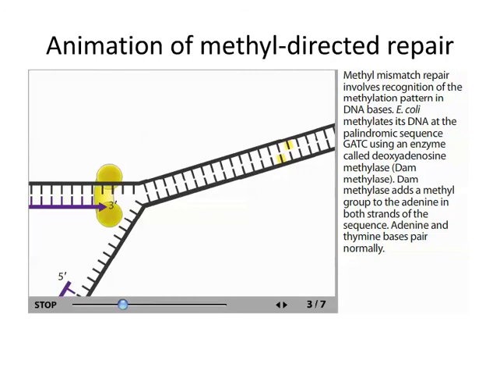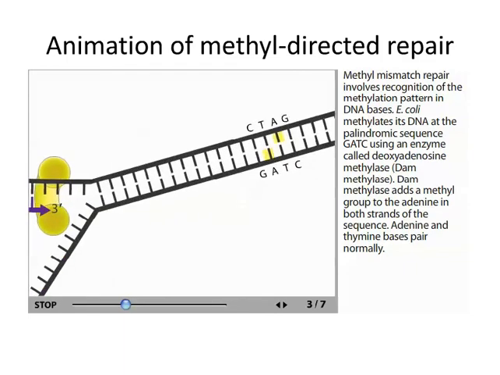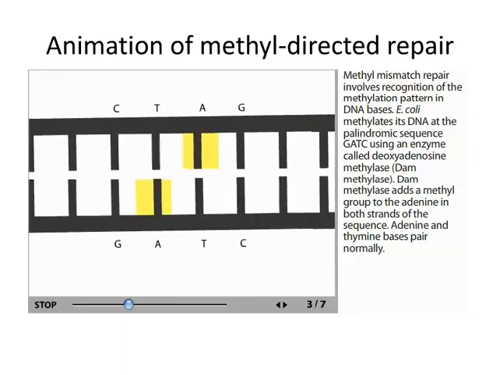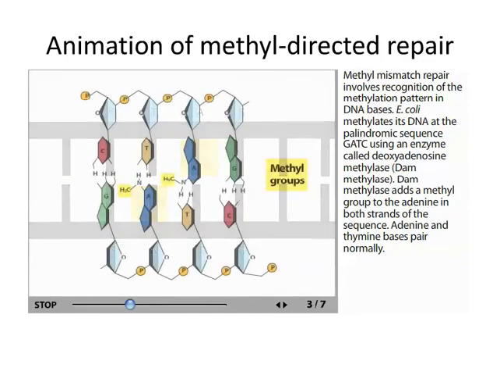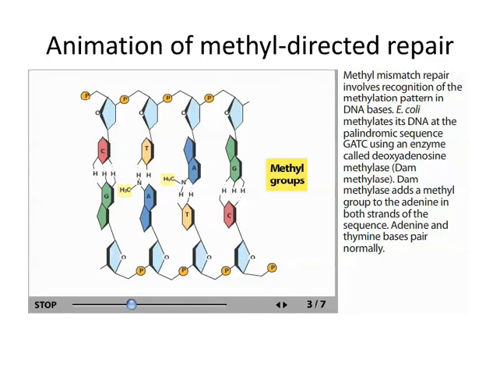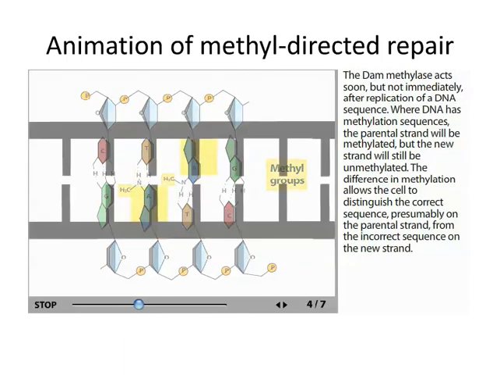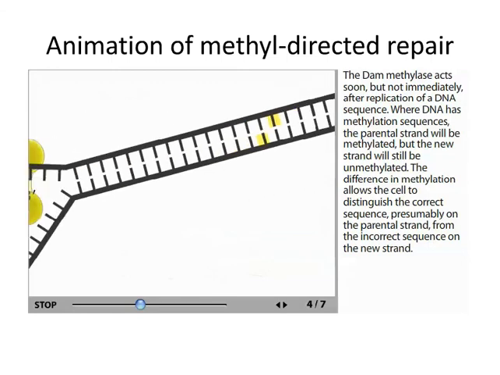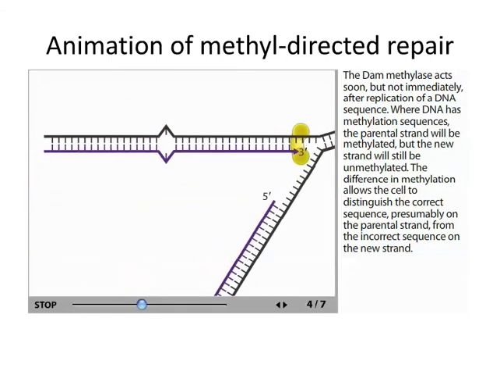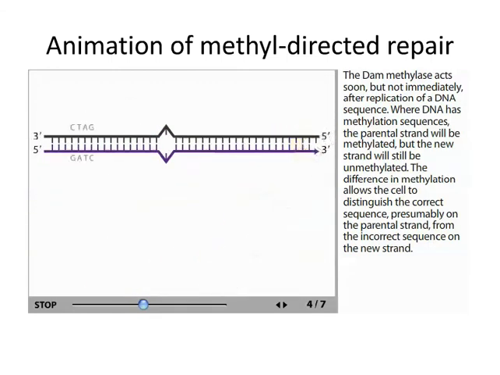E. coli methylates its DNA at the palindromic sequence GATC using an enzyme called deoxyadenosine methylase, or DAM methylase. DAM methylase adds a methyl group to the adenine in both strands of the sequence. Adenine and thymine bases pair normally. The DAM methylase acts soon, but not immediately, after replication of a DNA sequence.